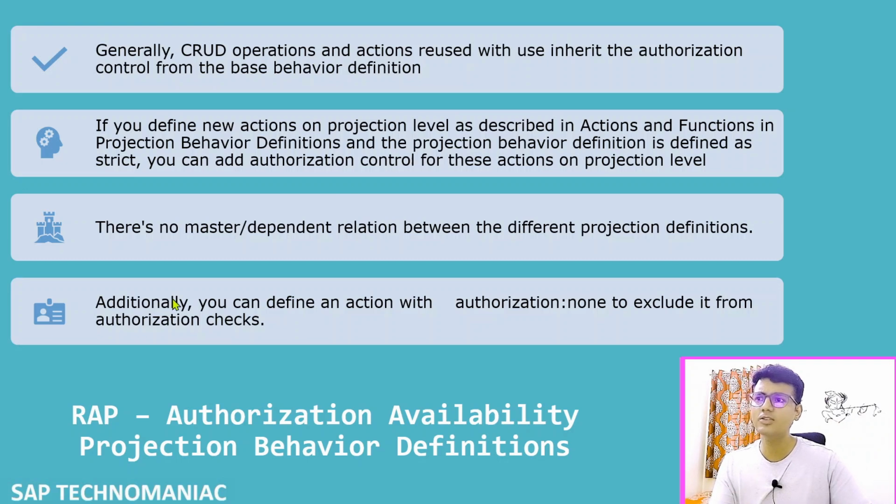So these are all the things I have written. There is no master and dependent relationship between the different projection definitions, and additionally you can define an action with authorization none. If you have used strict in your authorization, you obviously have to mandatorily define the authorization, otherwise you will get the dump. But if you have used strict and you don't want to define the authorization, in that case you just use authorization none in front of that action. In that case you will not get that dump. So that's a very important thing.